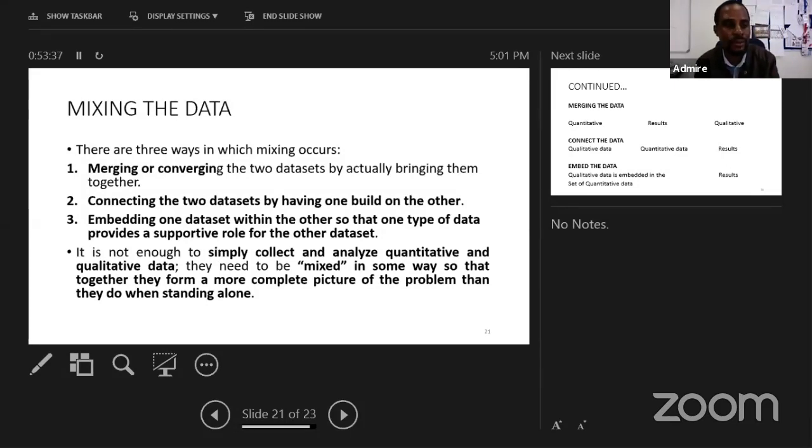But when we are embedding, we are saying one data set is within the other, so that one type of data provides a supportive role to the other data set. So in an embedded design, it's about making sure that one type of data set provides a supporting role, complementing rather than competing against the data set that is already there. That's the most important. Embedding is done so that you support another data set that you already have. That's the main reason why we do embedded mixed methods research designs.